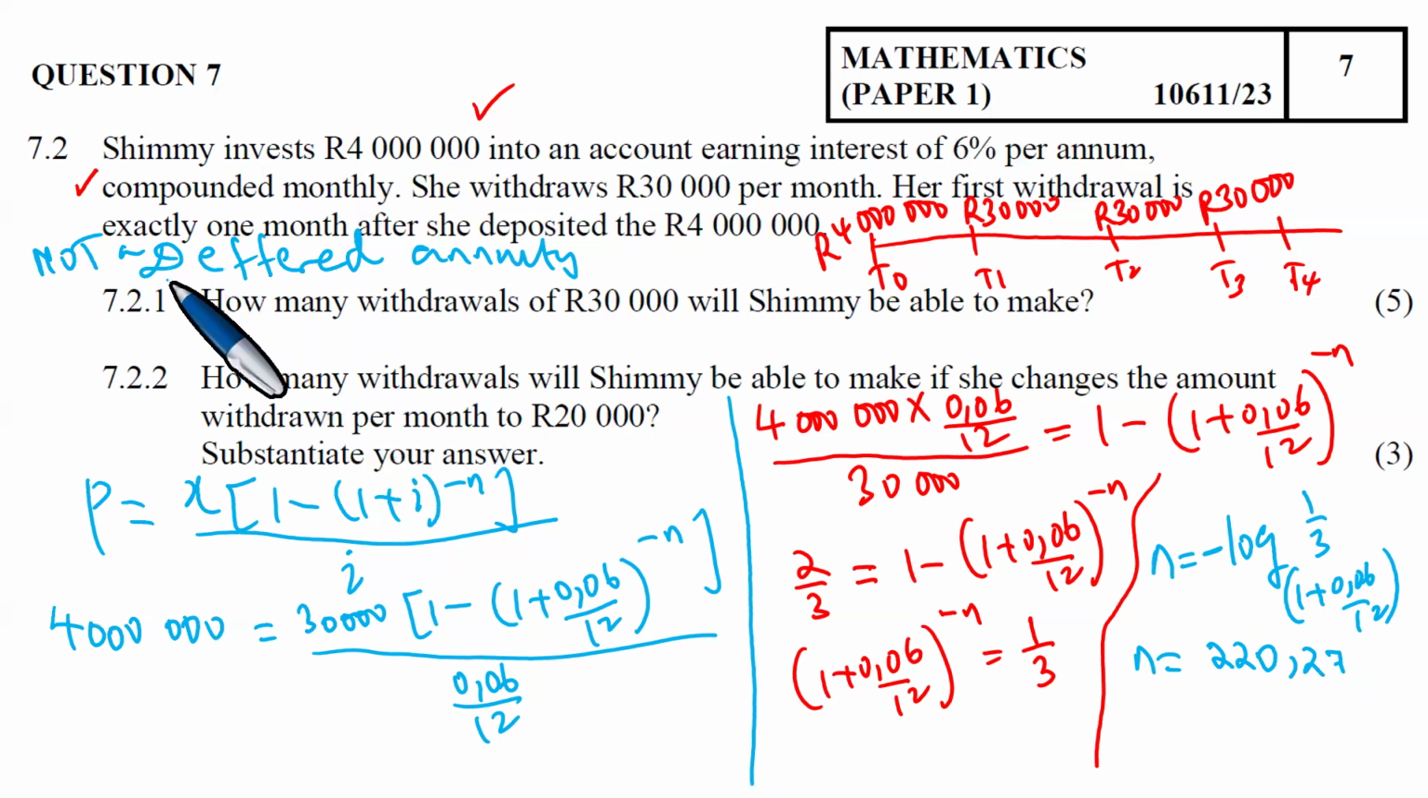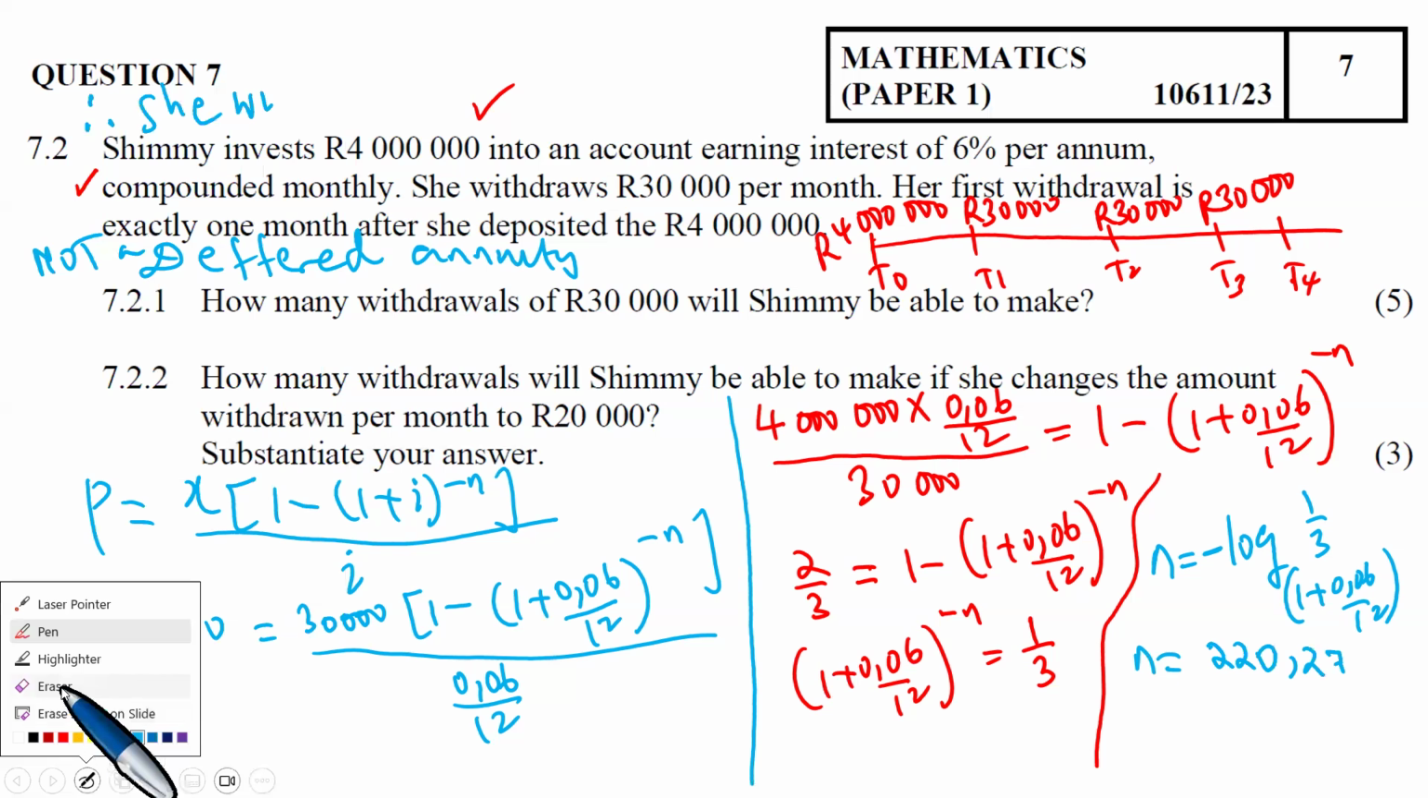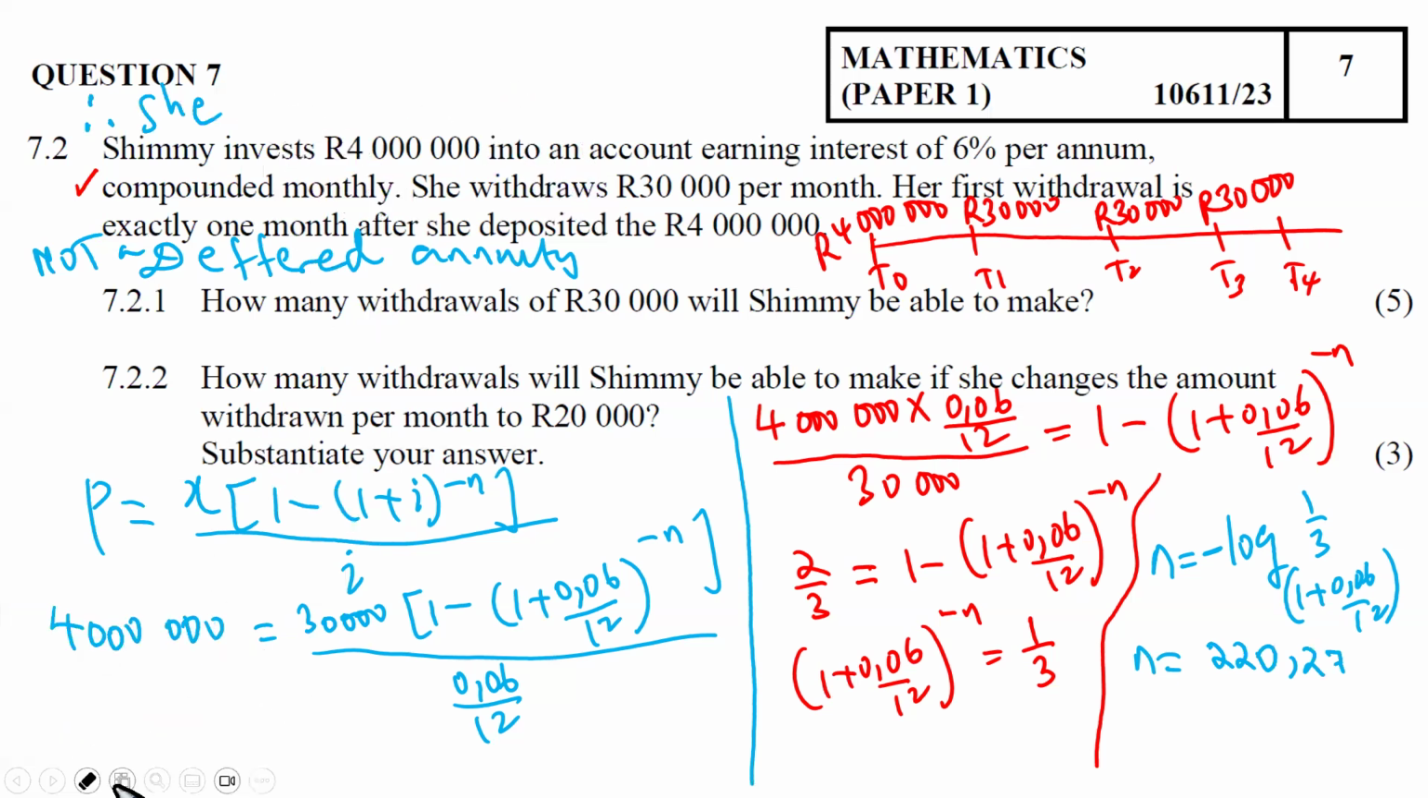Right, as a consequence, you can then safely say, therefore, Shimi will make, you come here and then say she will make 220 withdrawals. You make 220 withdrawals.